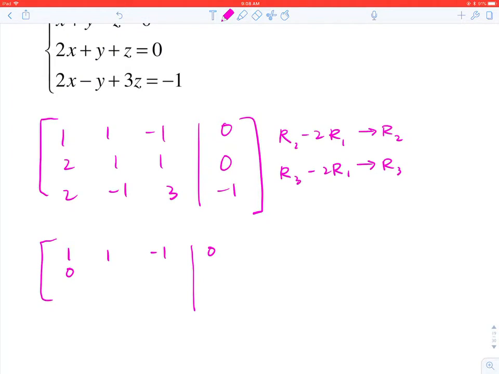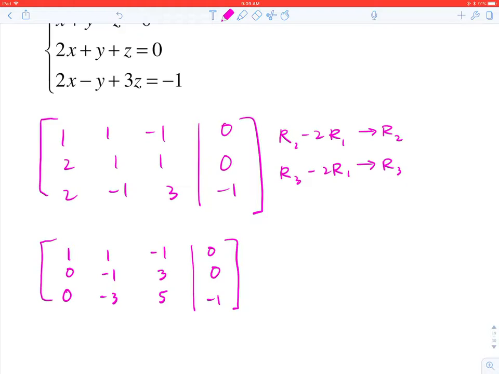Then row 2 will become 0. Okay, 1 minus 2 times 1 is negative 1. 1 minus 2 times negative 1 is 3. And that will stay 0. Okay, for row 3, we'll have 0. Then negative 1 minus 2 times 1 is negative 3. 3 minus 2 times negative 1 will be 5. And then negative 1 minus 2 times 0 is just negative 1.